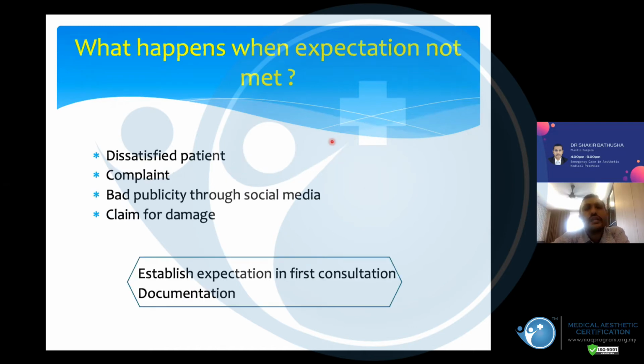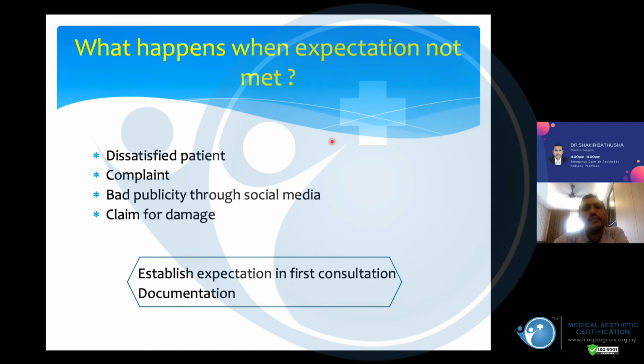So when you have such patients, when their expectations are not met, what would be the sequelae of events? You have dissatisfied patients who will have a high propensity to lodge complaints, to viral you on their social media, to provide bad publicity to your clinic, to your practice, even to your credentials. And finally, you have a lot of people masquerading over there, scavenging on doctors, putting in medical litigation claims and everything, trying to earn something out of you.